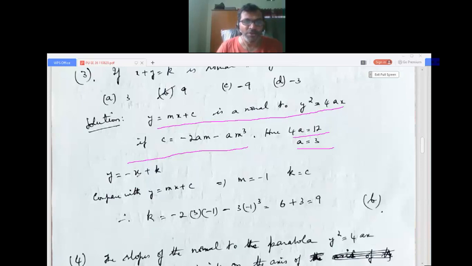Now I'll compare with these two. This is also given, the equation of a normal. So I'll compare here with y equals mx plus c. m is minus 1 and c is k. So now I substitute here, c is k, k equals minus 2a into a is 3, m is minus 1, minus a is 3, minus 1 cubed. So I get 6 plus 3, that is 9.